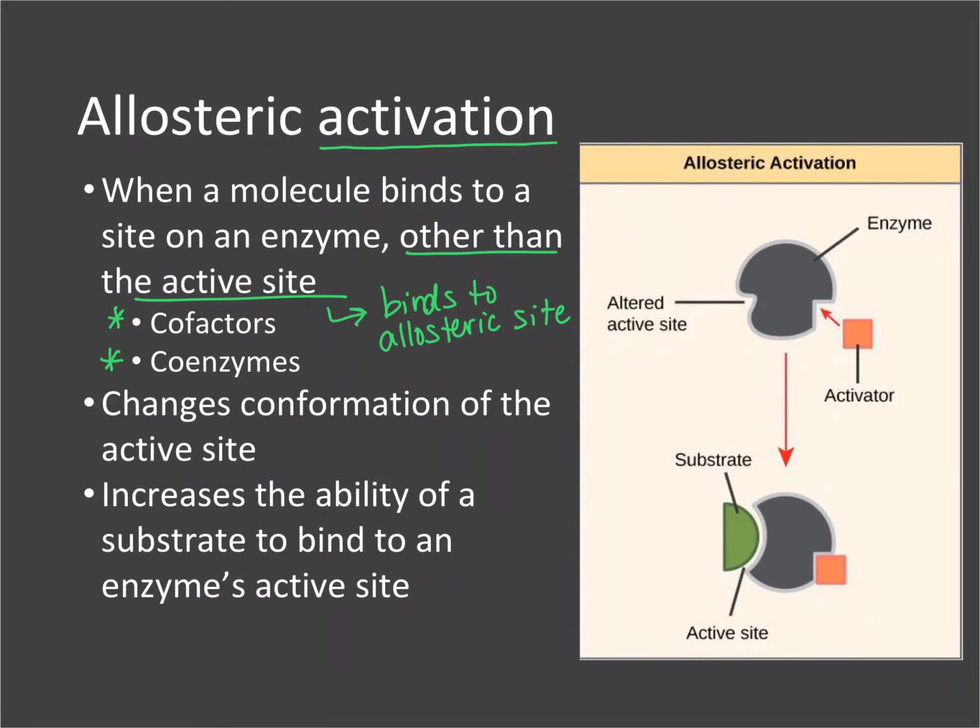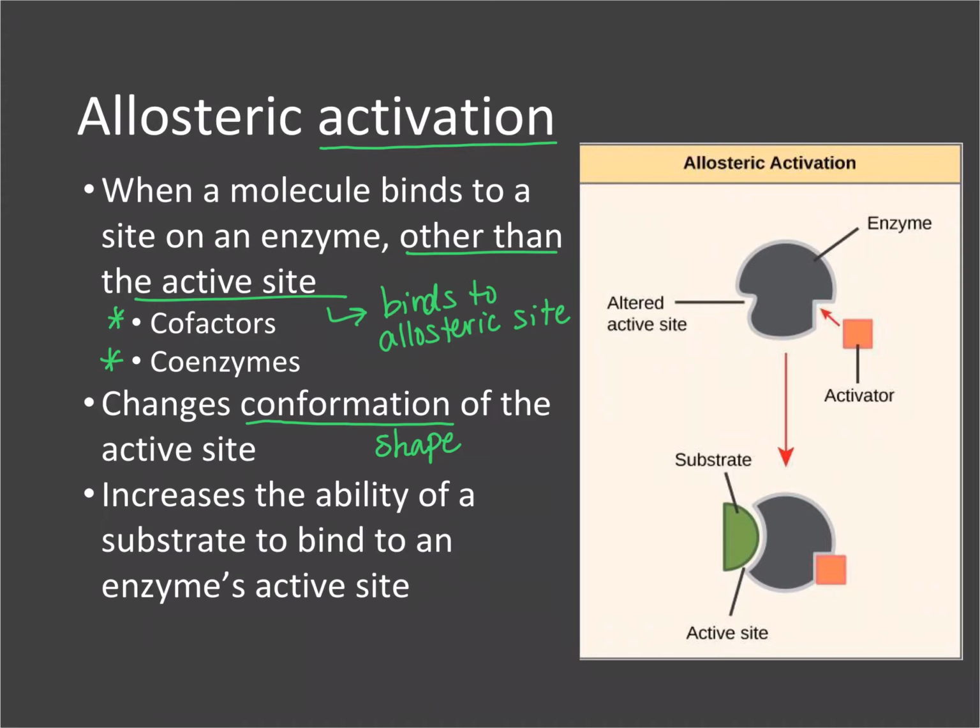Now, previously, when we talked about an inhibitor binding to the allosteric site, it changed the shape of the active site so that the substrate could no longer fit and the enzyme could not catalyze the reaction. But in allosteric activation, these molecules bind to the allosteric site and it still changes the conformation. And remember, the conformation is just the shape of the active site. But in this case, it changes it to a shape that fits the substrate. So it's actually making the active site fit the substrate.